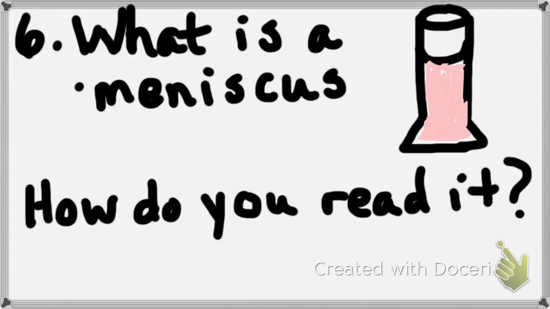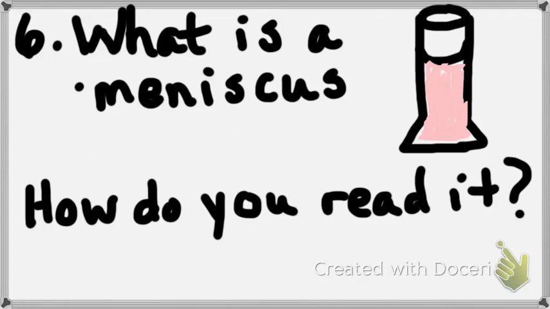Number 6. What is a meniscus? That's the bottom part. The little curve. Okay, so when you put liquid in a graduated cylinder, you see I did really good artwork up here. The water doesn't go straight across. It dips. And we call that dip the meniscus.